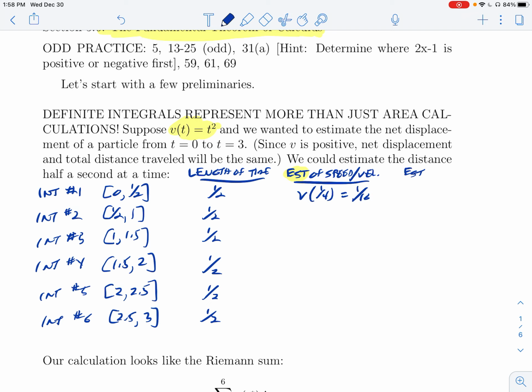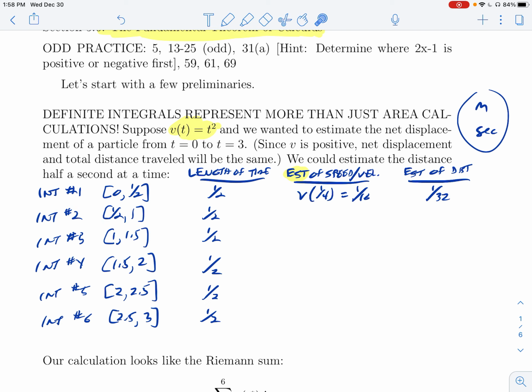So our estimate of the distance traveled, distance is rate times time, so it's going at a rate of 1/16, I don't think I'm bothering with units here, for half a second. So the distance it travels would be 1/32. We can say meters and seconds just for clarity. It goes 1/32nd of a meter, because it's going at roughly a speed of 1/16 of a meter per second for half a second.